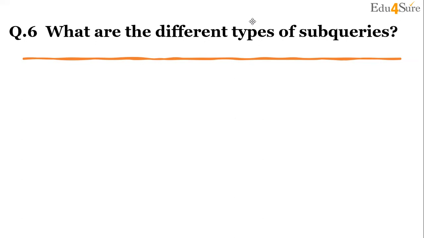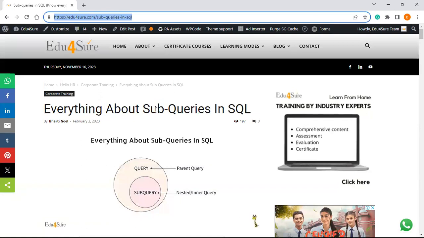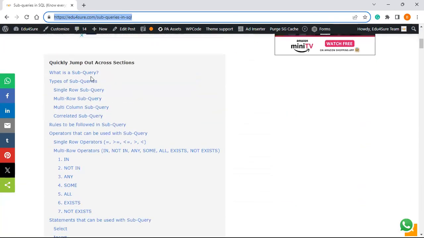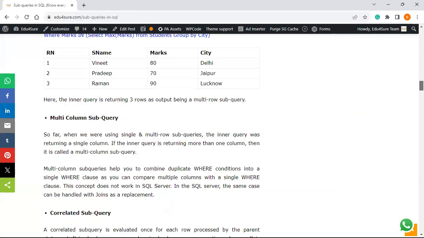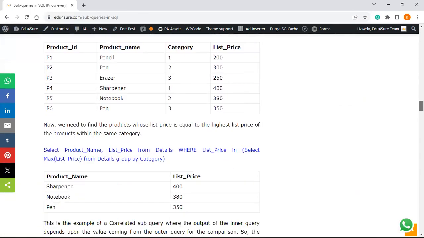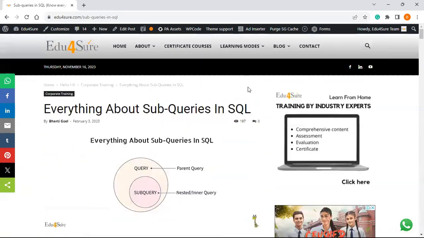So I'm giving you a tutorial on the same. You need to refer to this blog on our website, everything about subqueries in SQL. What we have covered here is what a subquery is and what the types are. This is the answer to that question: we have 4 types of subqueries. Single row subquery, multi-row subquery, multi-column subquery, and correlated subqueries. All the types have been discussed in detail with practical examples in this tutorial. You can see a lot of tables, queries, questions and answers and operators so that you can understand it well. So please refer to this blog for the answer to this question.